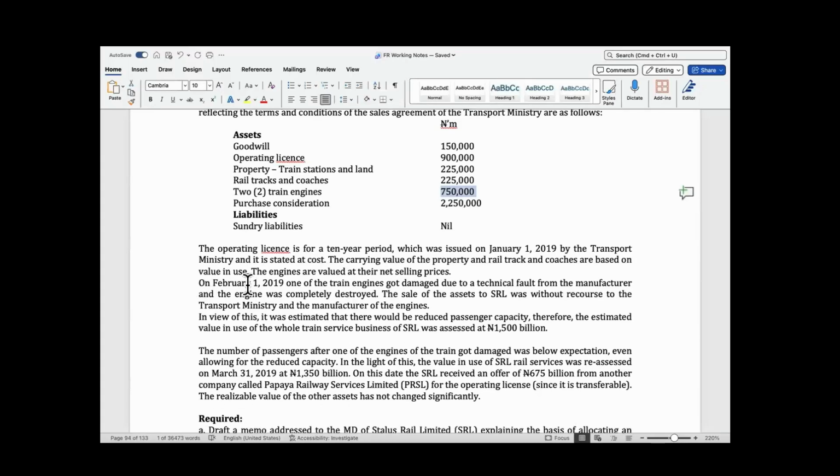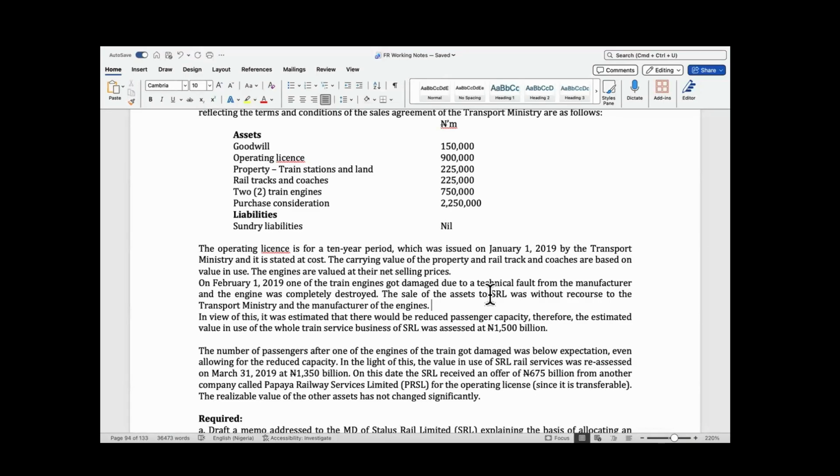Going forward, I was told that on February 1st, 2019, one of the train engines got damaged due to a technical fault from the manufacturer, and the engine was completely destroyed. So one of these engines has been damaged and destroyed. And also that the sale of the asset to SRL was without recourse to the Transport Ministry and the manufacturer of the engines, meaning that SRL cannot go back to the government and say that one of the engines is damaged.